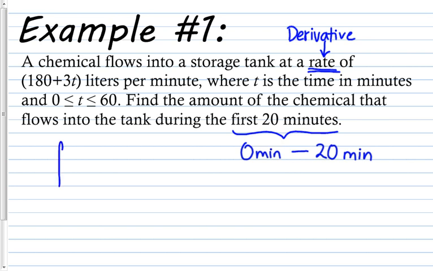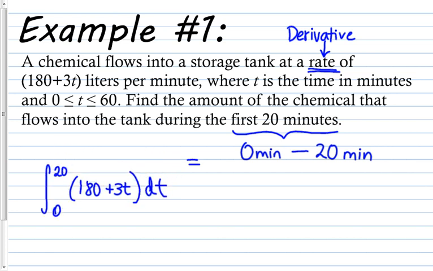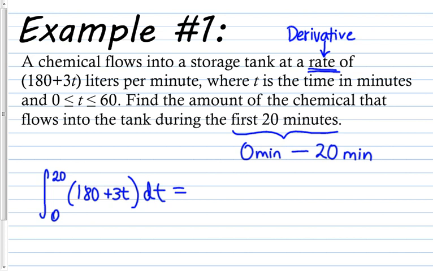So you're going to integrate from 0 to 20 minutes, and you're going to integrate the derivative in order to get the amount of liquid, liters, chemical, whatever it is. So integrate. Let's see: 180t plus 3 over 2t squared, and I'm evaluating that from 0 to 20. So plug in the 20, plug in the 0.